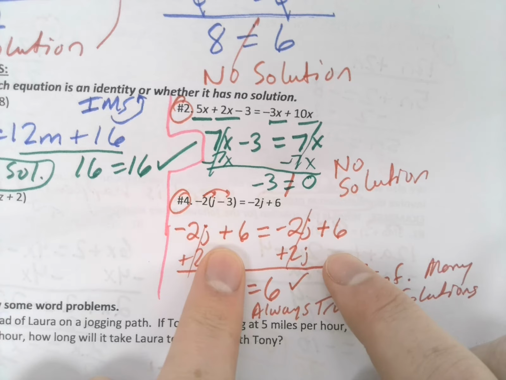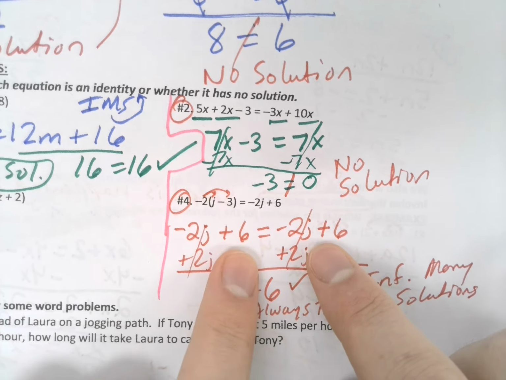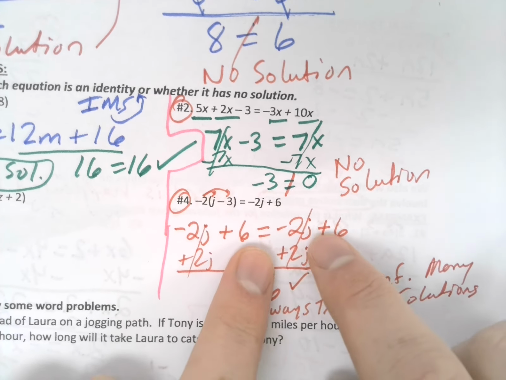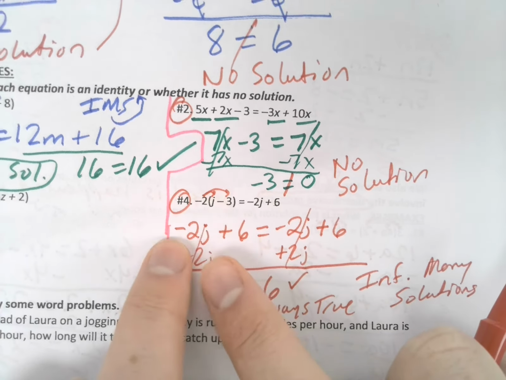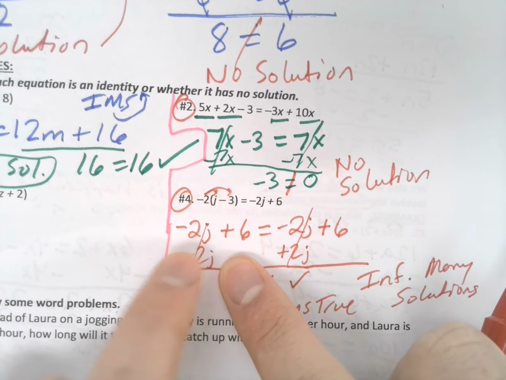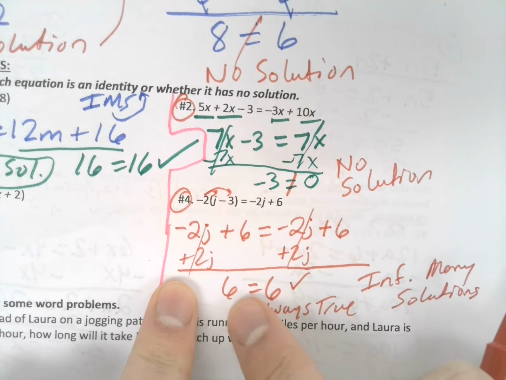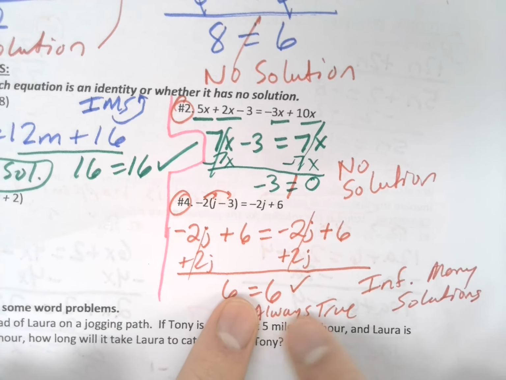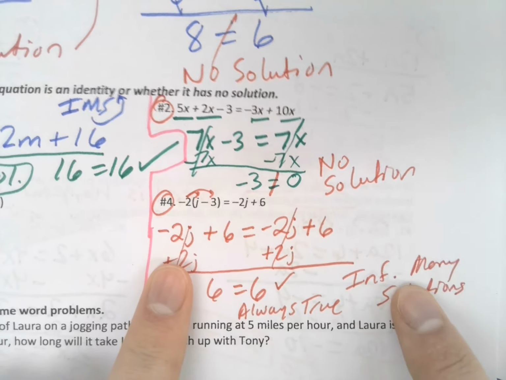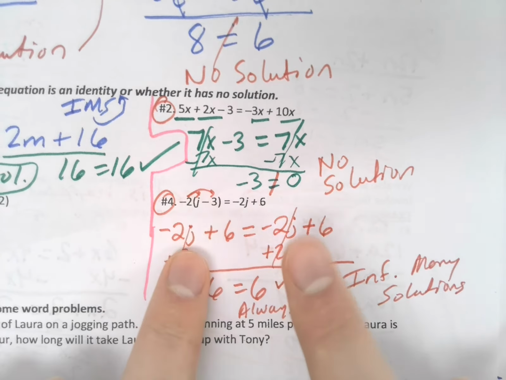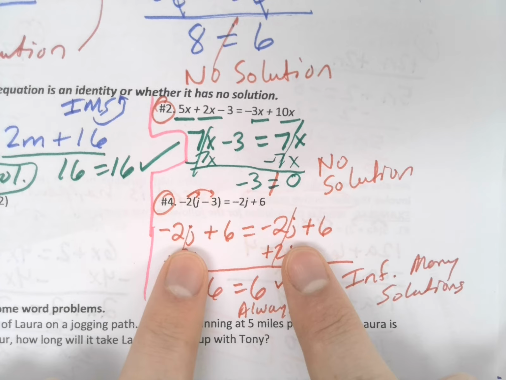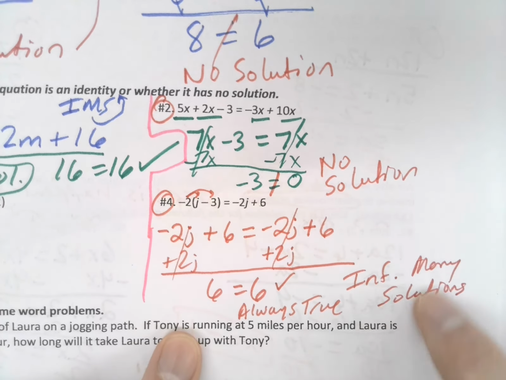Right, and you're correct. I just wanted to show you what would happen if you didn't recognize that and you kept working. So we add 2j over to combine with this variable over here. Negative 2j and 2j add out. So you're left with 6 equals 6, which is always true. So no matter what variable number you choose for j, it will always give you a true statement.